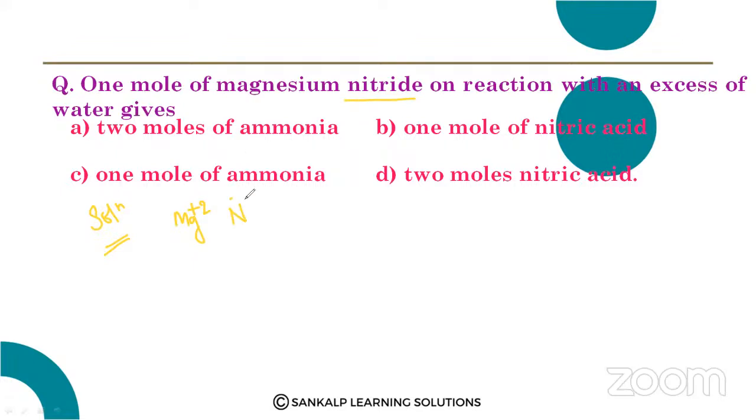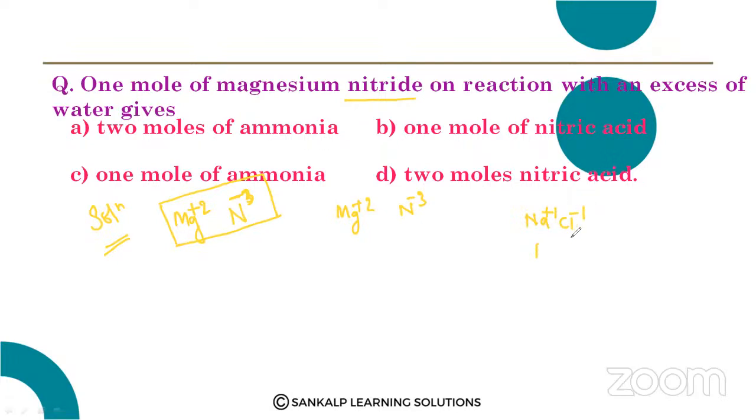It is -3. Now, whenever such ions which are having unequal charges are present, how do you write the molecular formula? Here Mg is present in +2 and N is -3. For example, Na, I'll give you the simplest. Na is sodium, it will always be in +1 state. Chloride is -1.